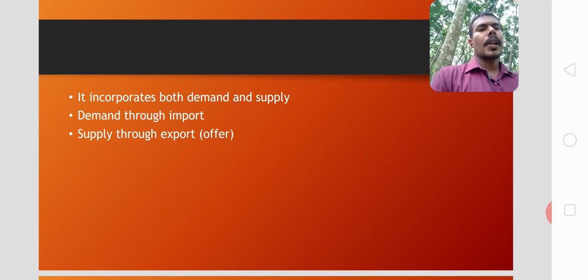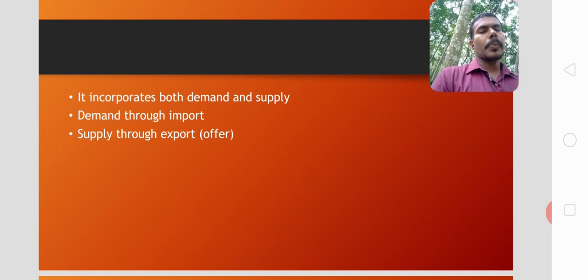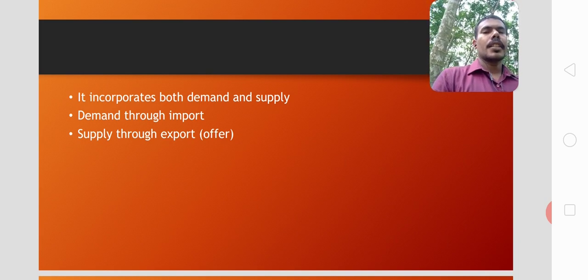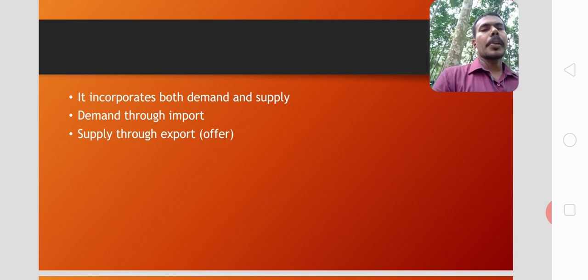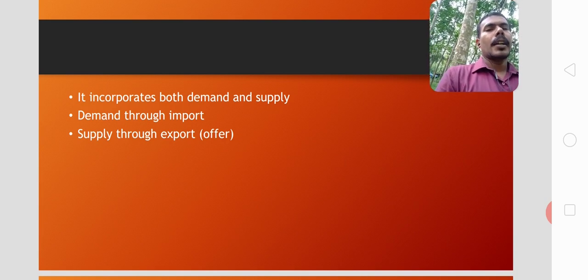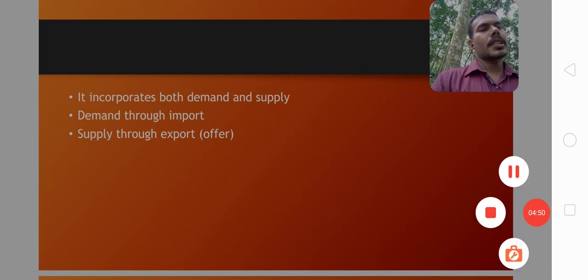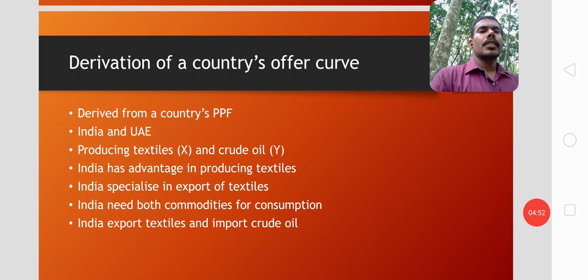Similarly, supply is met through export. Supply is shown as export. This is the offer of the nation. In India's case, it is textile commodity being exported to the United Arab Emirates, and in return India receives crude oil from the United Arab Emirates.